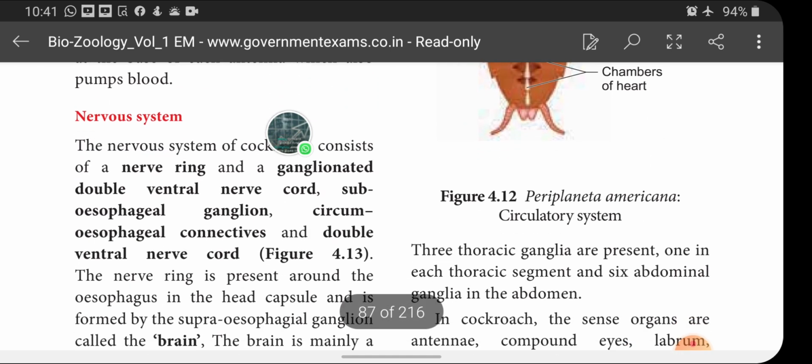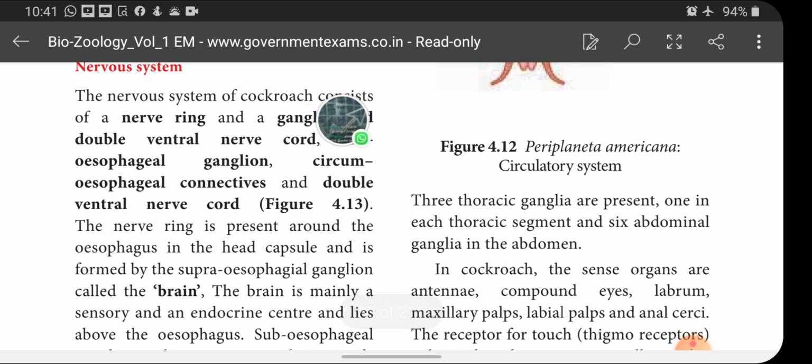Next, the nervous system. The nervous system of the cockroach consists of a nerve ring and a ganglionated double ventral nerve cord. The parts involved are the subesophageal ganglion, circumesophageal connectives, and the double ventral nerve cord. These are the parts involved in the nervous system of the cockroach.